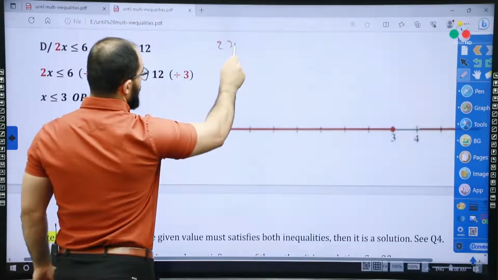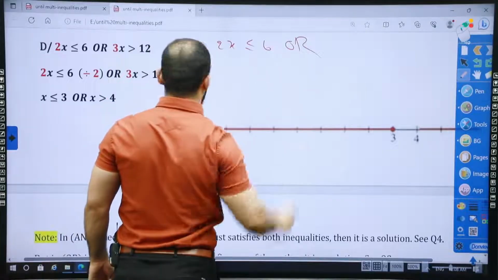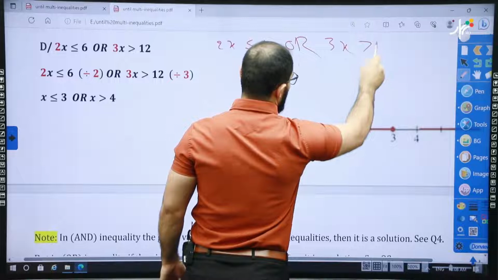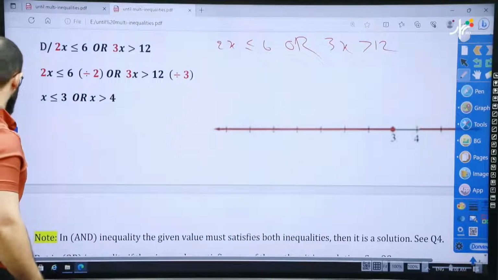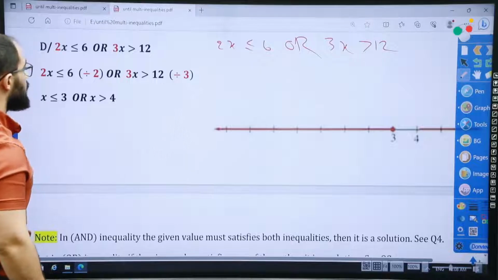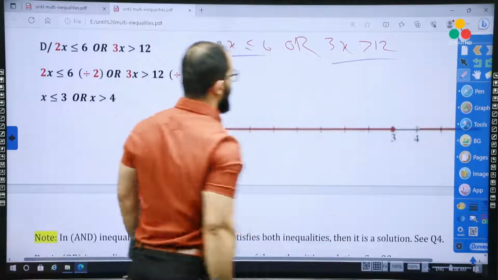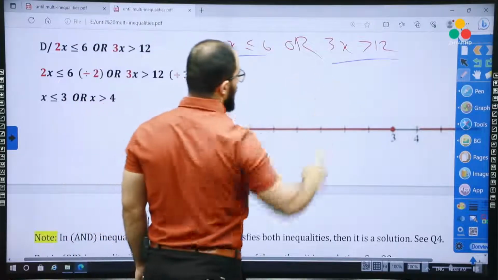2x less than or equal to 6, or 3x greater than 12. It's quite simple to solve this example. We can see that we have two multiplication inequalities: 2x less than or equal to 6, 3x greater than 12.